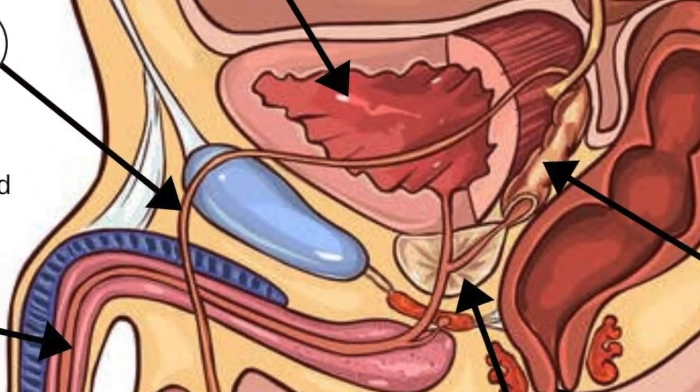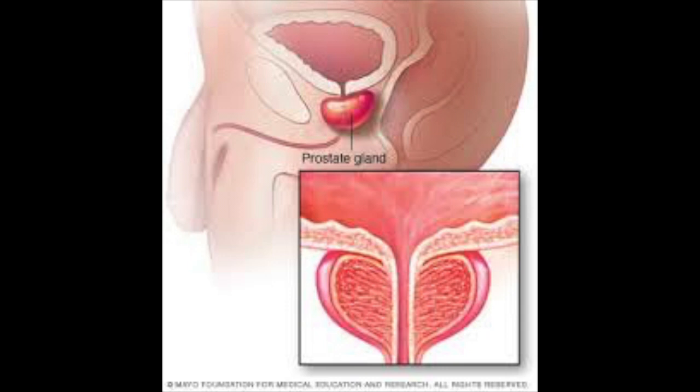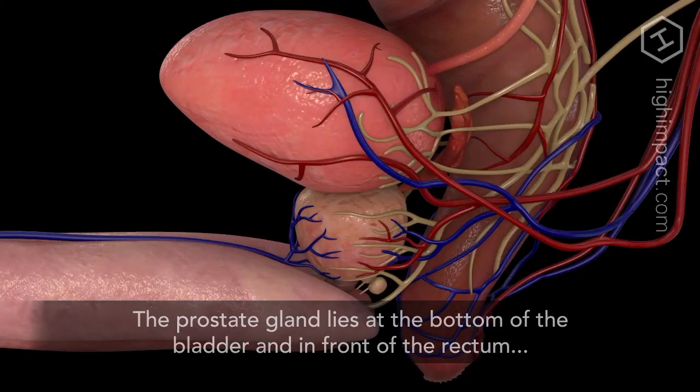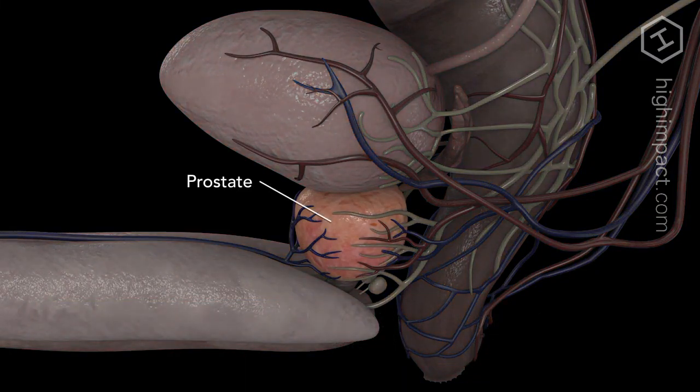What about number two? If you put bladder, then you are correct. The bladder stores urine. Number 3 is the prostate gland. This is a gland that surrounds the neck of the bladder. And like the seminal vesicle, the prostate gland also releases fluid that makes up semen.